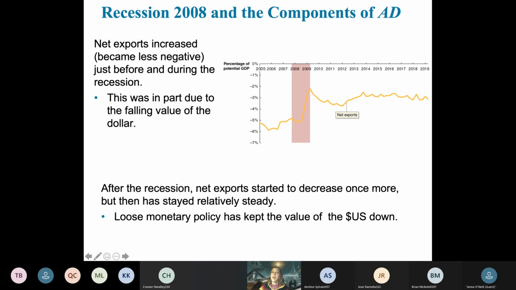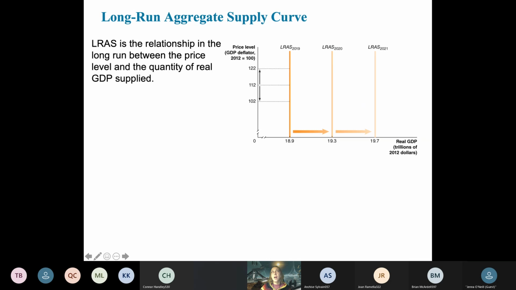There's also a little note here on the slide that references loose monetary policy that kept the value of the US dollar down. We will talk about loose versus tight monetary policy in our last class in a couple of weeks. And that refers to low interest rates. Loose monetary policy means a low interest rate policy. It keeps the value of the dollar down because who wants to invest in bank accounts that don't pay much in terms of interest? So the interest rate's too low, which makes the currency a little less attractive as an investment.